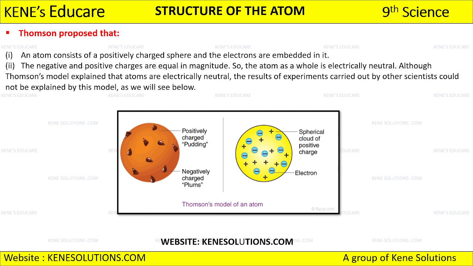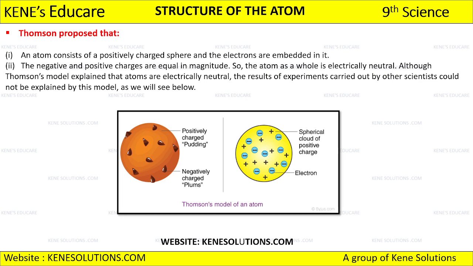So because of this, the negative charges and positive charges are equal, and the atom as a whole is considered to be electrically neutral. What is it considered to be? The atom as a whole is considered to be electrically neutral. Although Thomson's model explained that atoms are electrically neutral, the results of experiments carried out by other scientists could not be explained by this model.